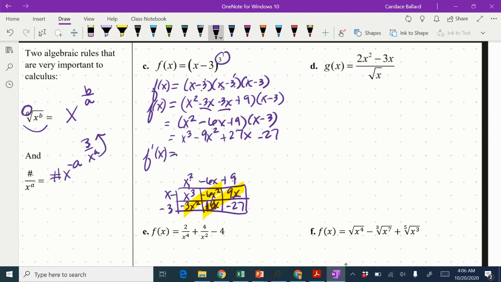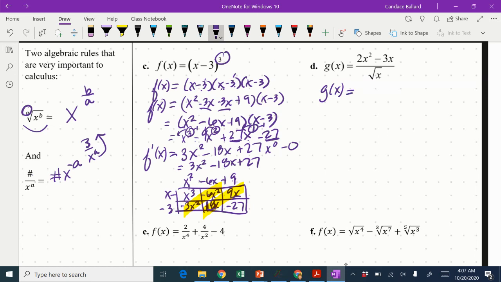So I'm taking the derivative of this. I get, bring the exponent in front, so 3x, subtract 1, squared. Bring the exponent in front, so negative 9 times 2 is negative 18x. And then 27 times x, we're going to bring the exponent in front. 27 times 1 is 27. Subtract 1, which would make it x to the 0. The derivative of that number is 0. So if I was just going to write it pretty and clean, it would be 3x squared minus 18x plus 27.